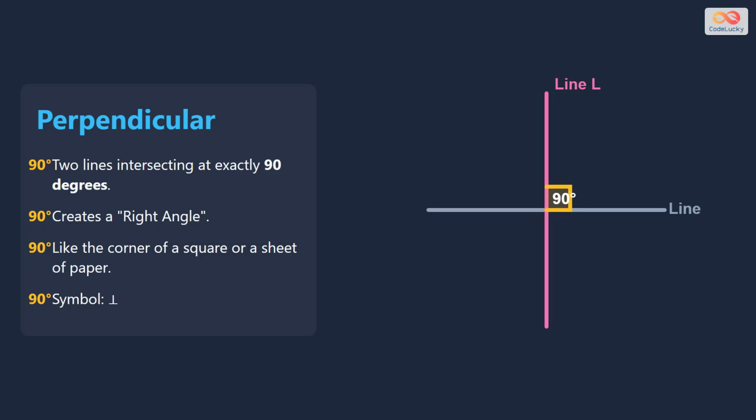Next, let's define perpendicular. Two lines are perpendicular if they intersect at a 90-degree angle. This creates a square corner, also known as a right angle. In geometry, we use a small square symbol to indicate this precise relationship.